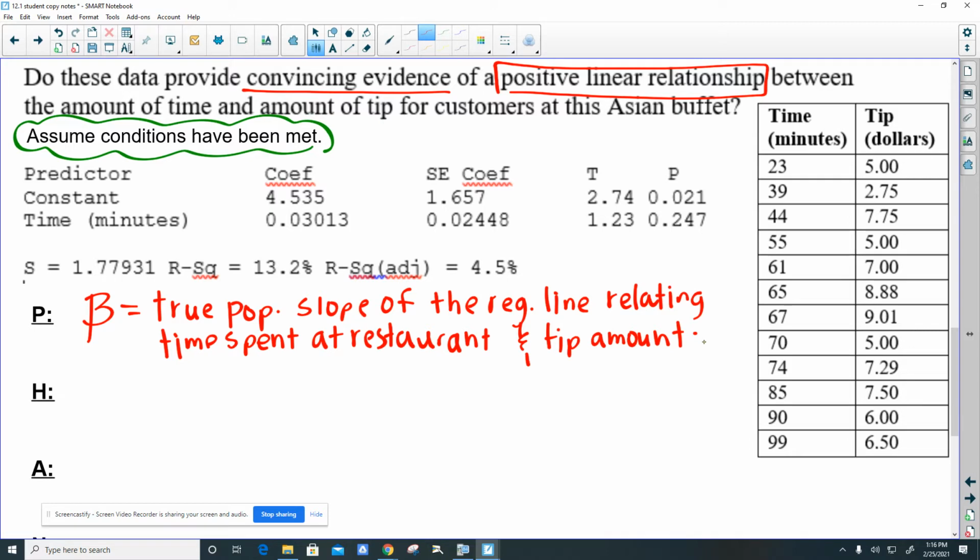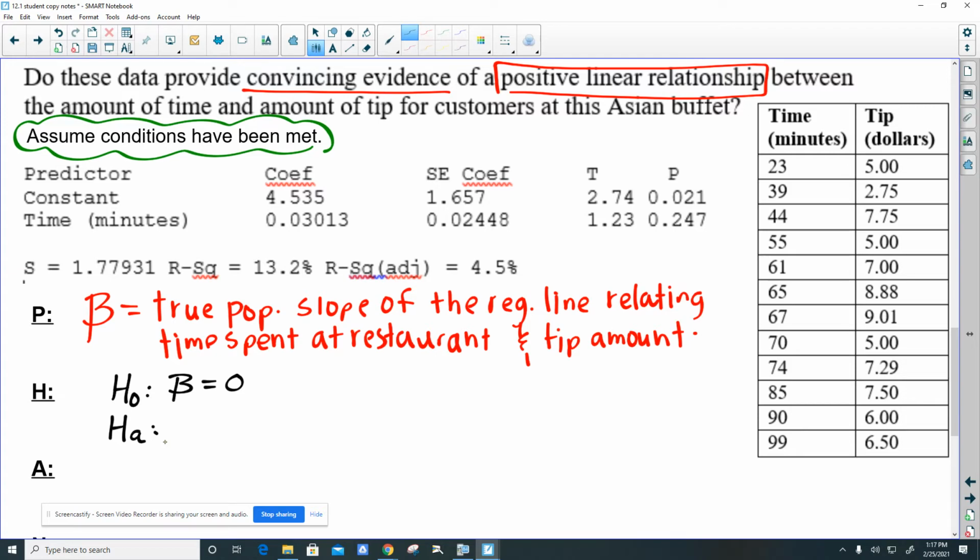All right, then we're going to draft our null and alternative hypotheses. The null will be suggesting that the slope, in fact, of these two variables is 0, meaning that the line itself is horizontal and there is really no relationship between the amount of time spent and the tip.